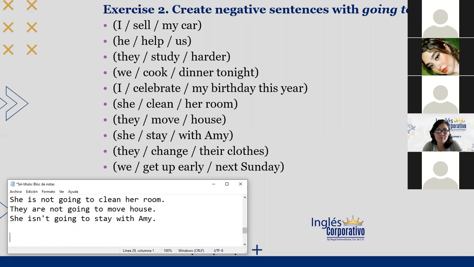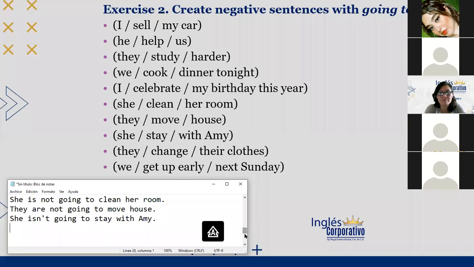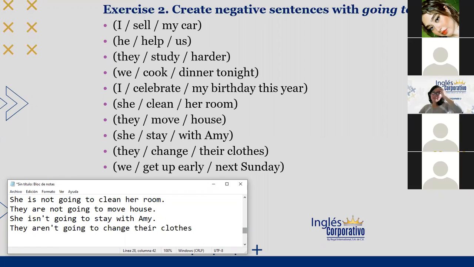Okay, next one, Genevieve, y luego para ti. Dígame, Genevieve. They, sería, ¿verdad, teacher? They aren't going to change their clothes. ¿Se pronuncia así? Their clothes. They aren't going to change their clothes. Antes yo decía clothes, pensaba que era clothes, pero no. I remember he was talking about this word, right? Clothes. They aren't going to change their clothes.